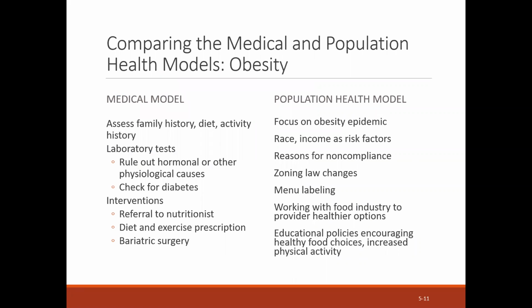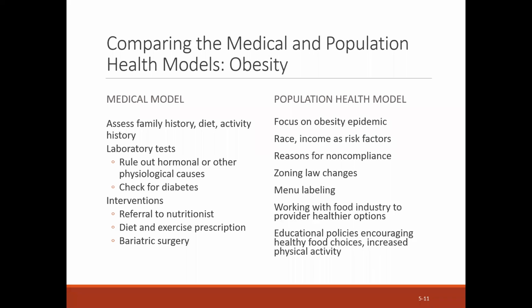So, for example, if we want to look at the medical model and the population health model as it relates to obesity, the medical model may have providers who focus on assessing family history, diet, activity history, maybe laboratory tests, so really maybe ruling out hormonal or other physiological causes, and checking for other diseases that are comorbidities with obesity, such as diabetes and heart disease. Then they look at interventions such as referral to a nutritionist, perhaps diet, exercise prescription, and even bariatric surgery.